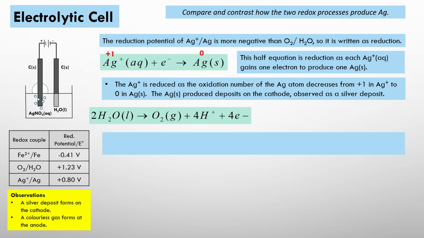Once we've added 4 H pluses, we need to add 4 electrons to make the charge the same on both sides. And on both sides, the charge is 0 now. Now, this half equation, let's be careful here. So we can write it this way. We can say for every 2 H2Os, we are losing 4 electrons to produce 1 O2. So I'm really just describing in the correct ratios what's happening in the equation.